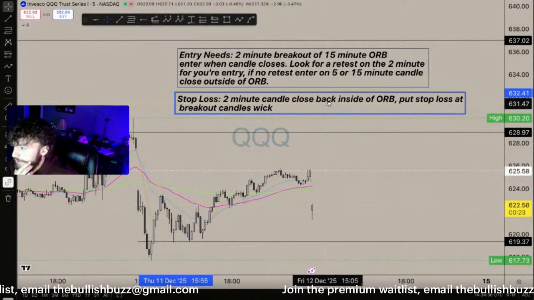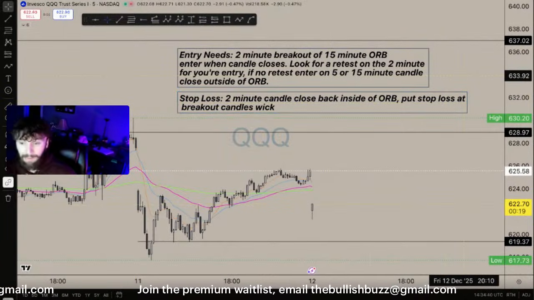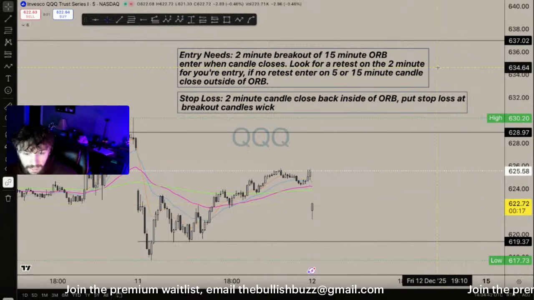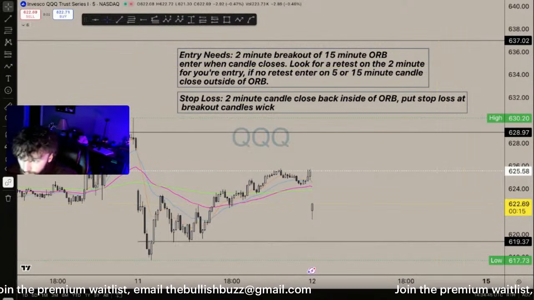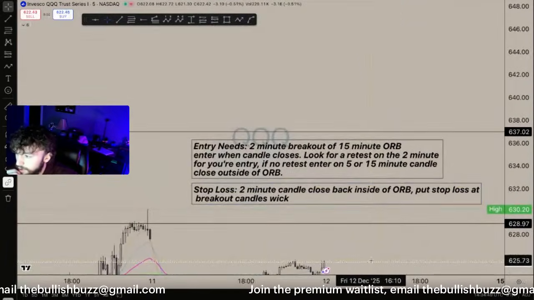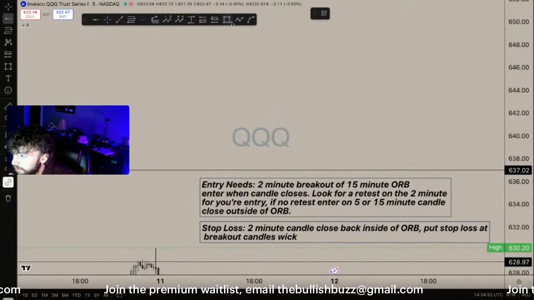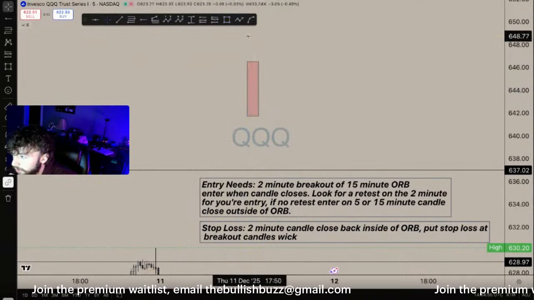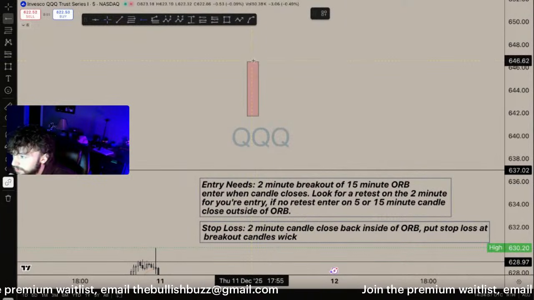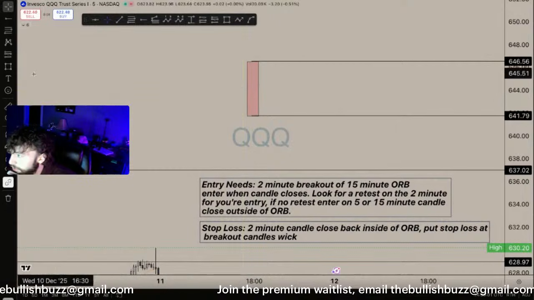Here are your stop loss credentials. You're going to be putting a stop loss at the breakout candle's wick. This is a little confusing, so while we're waiting for QQQ to start, let's just say this is our 15-minute candle with ORB. So we've got high ORB and low ORB. This is your ORB right here.